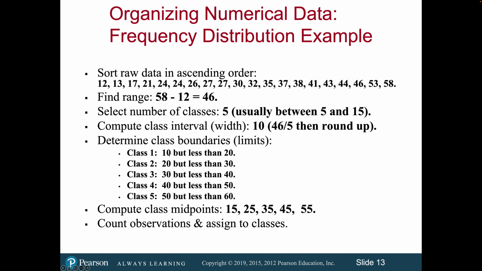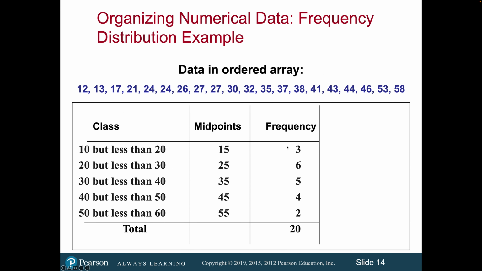Next, compute the class midpoint. That's pretty easy. Just find the center of these two values, 10 and 20. The easiest way is to average them. Then we count the observations assigned to each class. We go through and count. From 10 up to, but not including, 20, we have 3 observations, so we put a 3 right there. From 20 up to, but not including, 30, we have 1, 2, 3, 4, 5, 6. So 6 is the frequency.